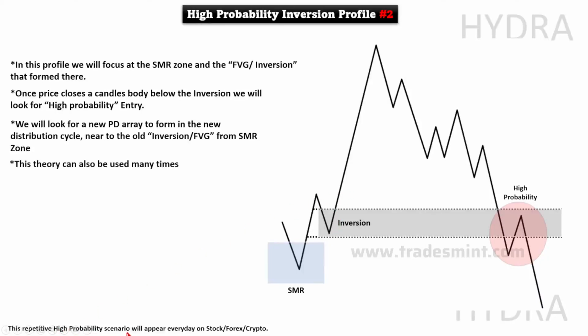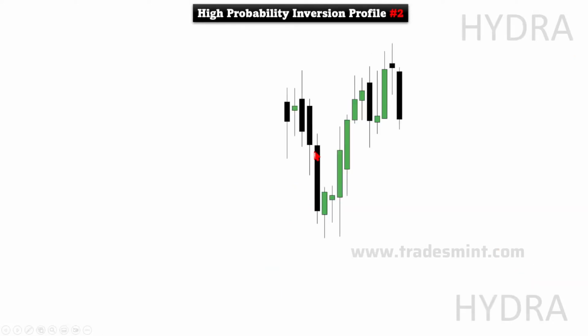This repetitive high probability scenario will appear every day on stock, forex, crypto. Okay, I'm not gonna show you guys other profiles in chart, but today I'm gonna take you guys on the Dow, and I'm gonna show you guys how this one forms once I'm done lecturing this. So how it looks in actual chart. First we'll have to identify our SMR zone, right? So this is our SMR zone. And what's our rule? We will have to identify the fair value gap that formed inside this SMR zone.